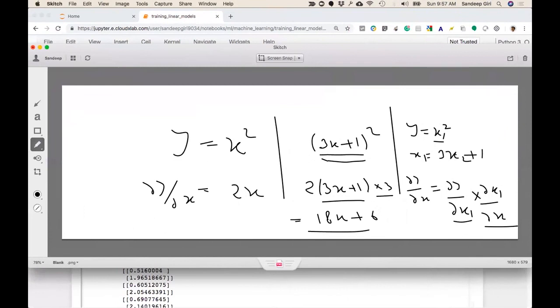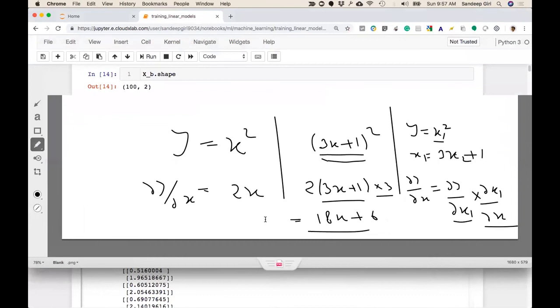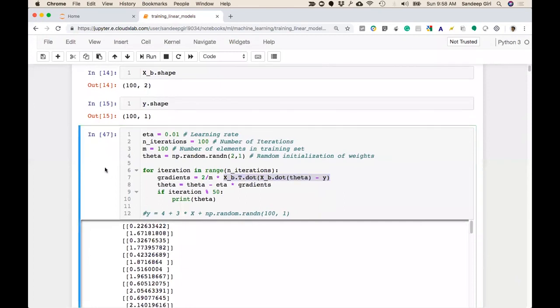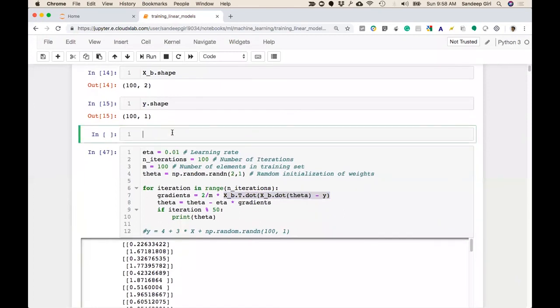If we don't know the formula... here we were very happy that we knew the formula of all the values and we were able to compute the gradients using this formula, correct? We use MSE and we knew that it's a linear regression, so we basically multiplied theta with x and then computed the mean square error. But a number of times we do not know the formula.